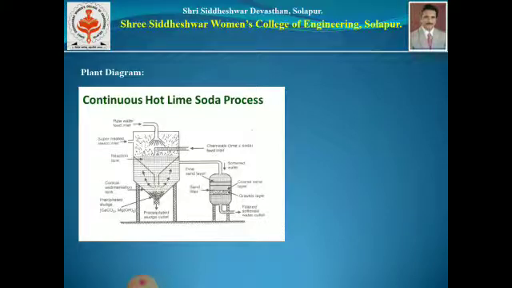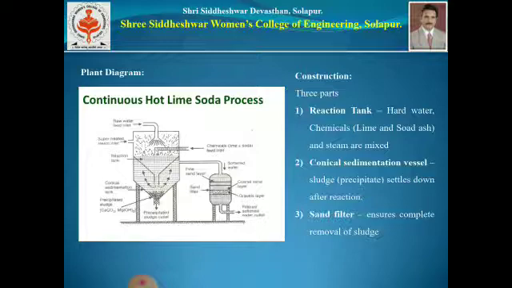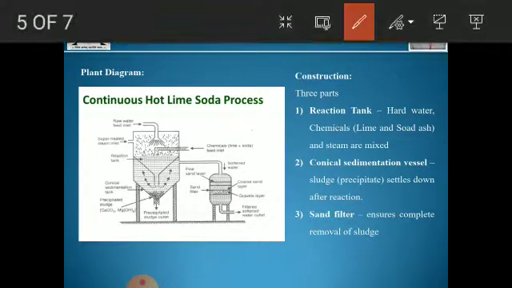Let us see how the plant of the continuous hot lime soda process looks. This plant contains three essential parts. One is a reaction tank in which there are three inlets. The first inlet is for the addition of lime and soda ash. Another one is for the hard water, and the third one is for the entry of steam. As we are using steam, this process is called the hot lime soda process.